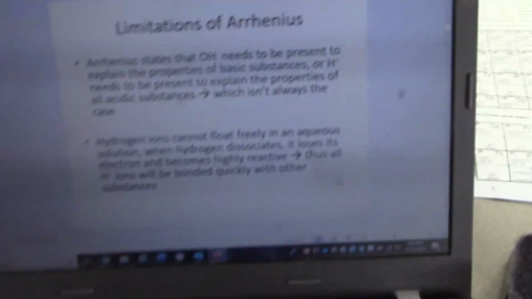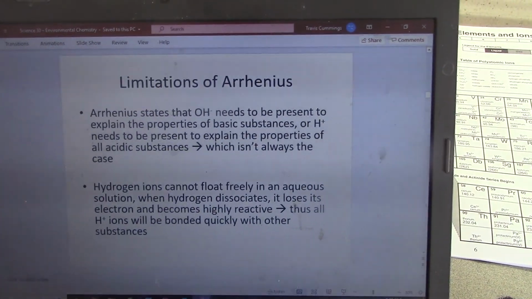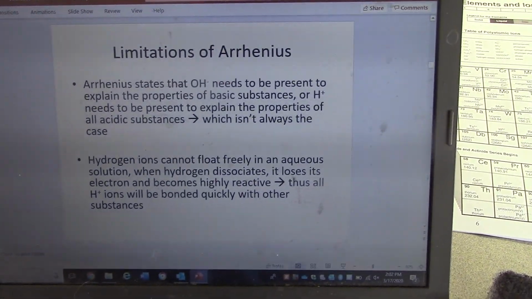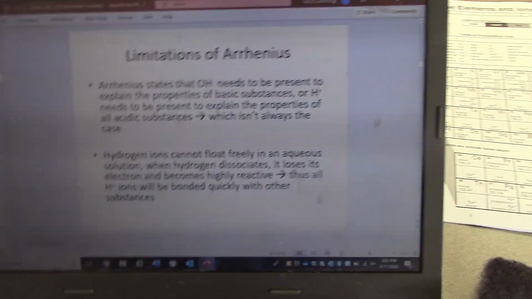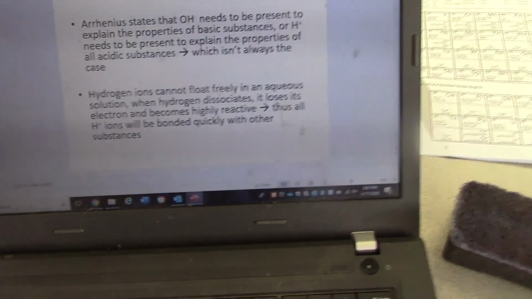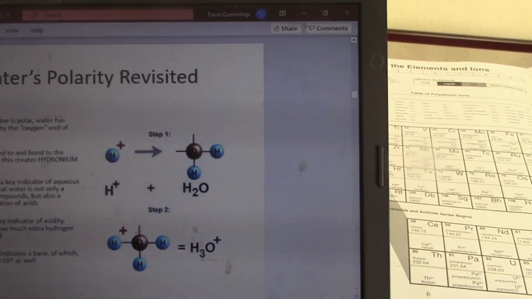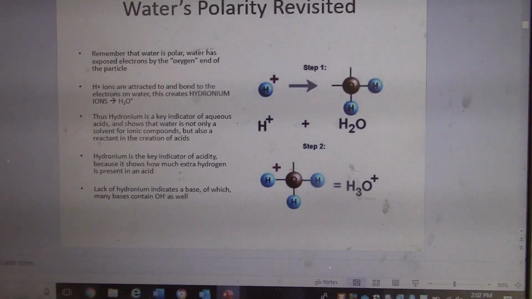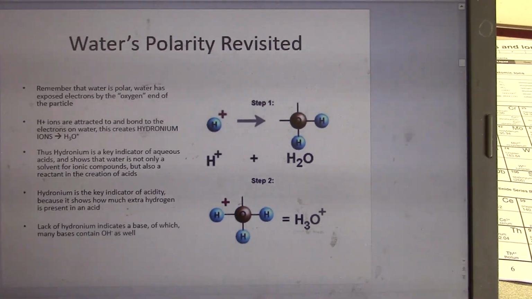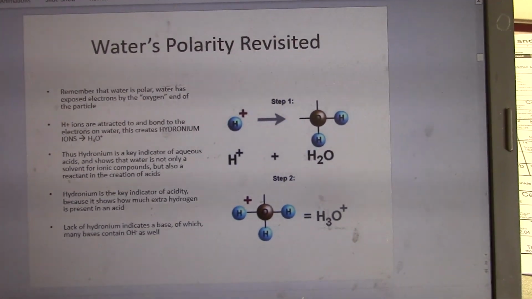Okay, so this is Arrhenius, page 170. So page 171 here. So there are some problems with Arrhenius. He stated that hydroxide needs to be present to explain the properties of basic substances, or hydrogen needs to be present to explain the properties of all acidic substances. So you don't always need hydroxide and you don't always need hydrogen. What we do need is something that can accept a proton and something that can get rid of a proton. This is how we understand acids and bases work, all right? And a proton means a hydrogen ion, right? Because it has one proton.